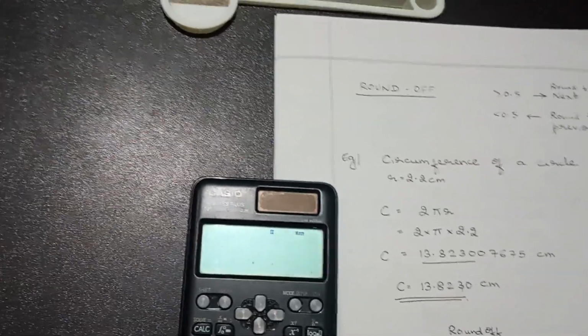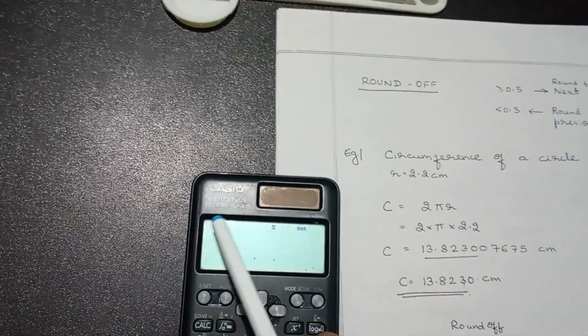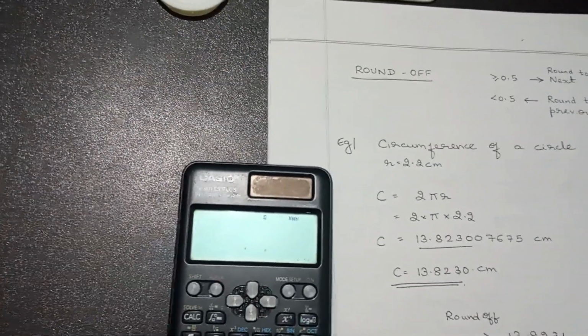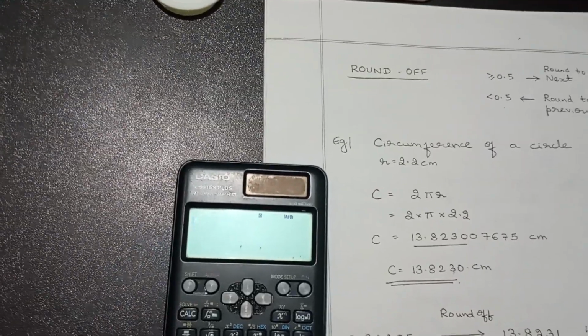We will see a few miscellaneous topics today. How to do the same thing with the fx991ES Plus, which we have already done using the fx991MS, the older version. The first one will be how to do round off.